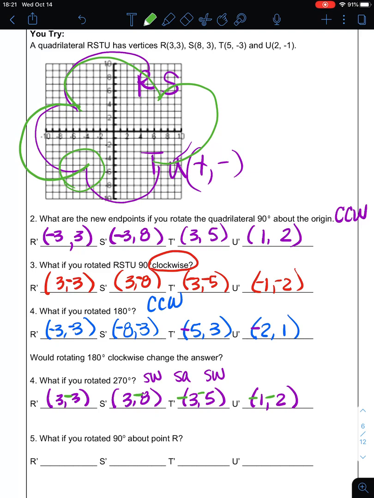Okay. Now, if you rotated 90 degrees about 0, 0.